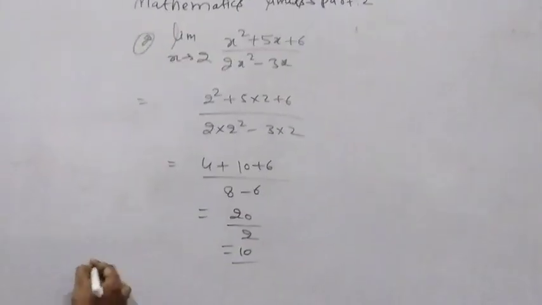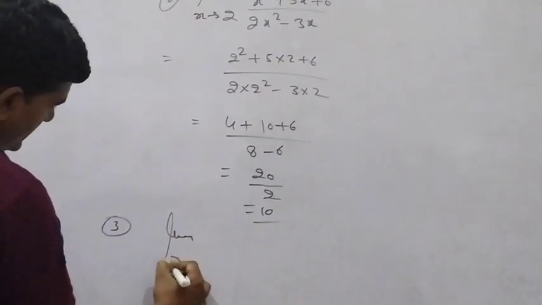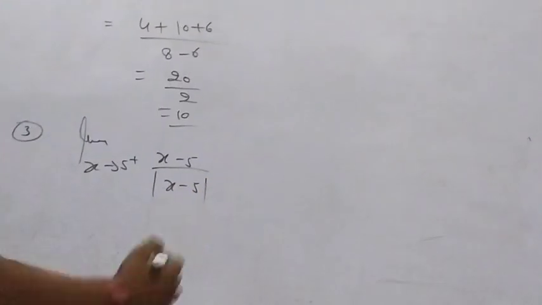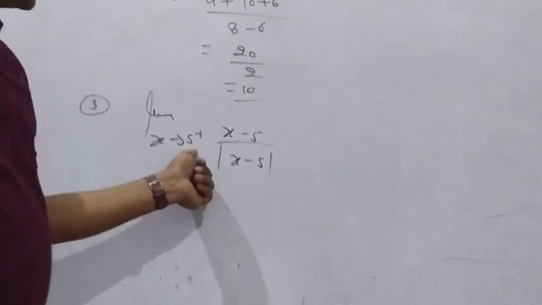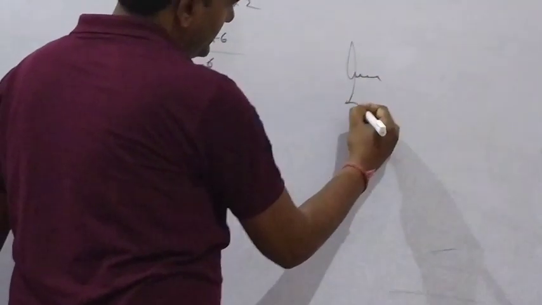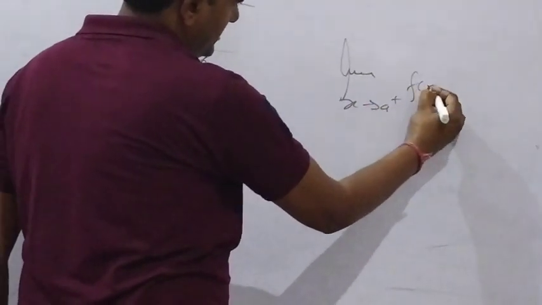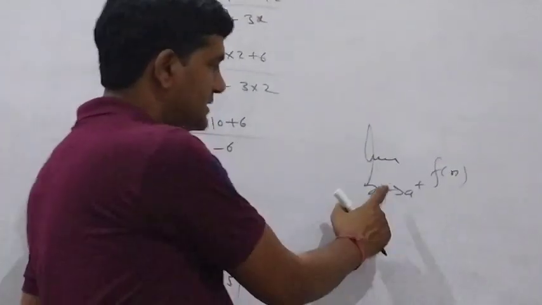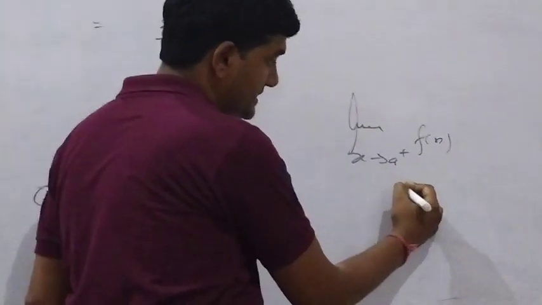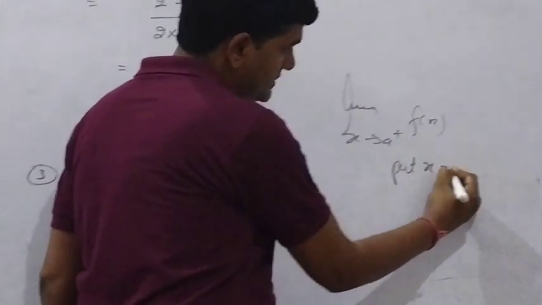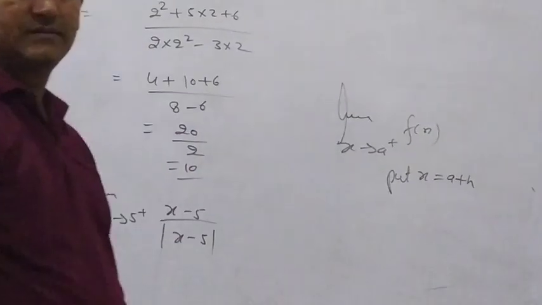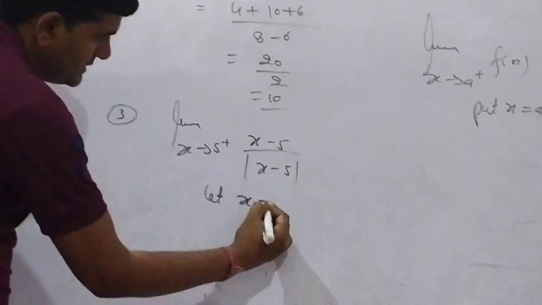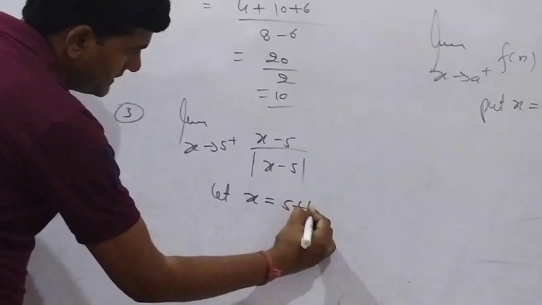Now the next example here, limit x tends to 5 plus of x minus 5 upon mod of x minus 5. I just told you about this one. Limit x tends to a plus f(x) means right hand limit. In this limit, what do we have to do? If x tends to a plus is there, in the place of x we put x is equal to a plus h in the whole function wherever this variable is there. Here let x is equal to a, meaning 5 plus h.